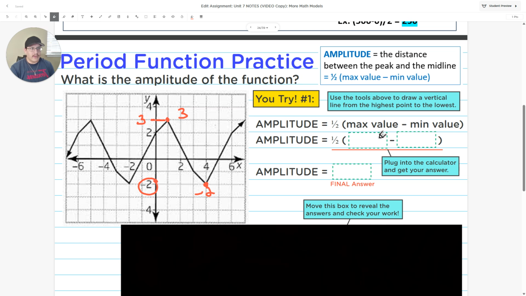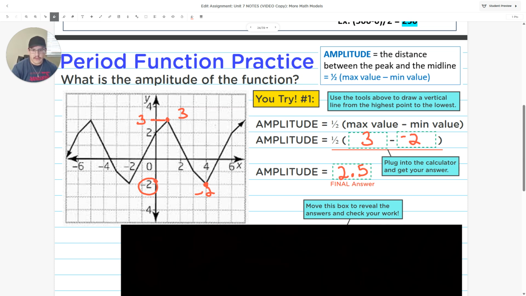So I'm going to subtract the 2. 3 minus -2, which will be +2, which is 5. And then half of 5 is 2.5. So the distance from here to the midline, wherever that midline is, is about 2.5.